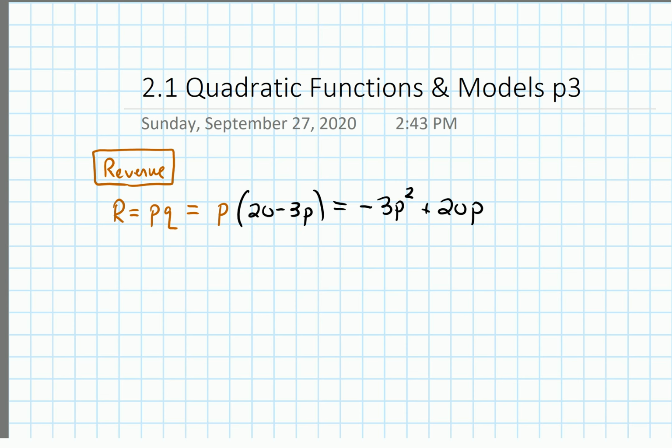Let me highlight this as well. So this is the revenue. We are going to need this. So finally, we are ready for the profit. So now we're ready to get the profit.